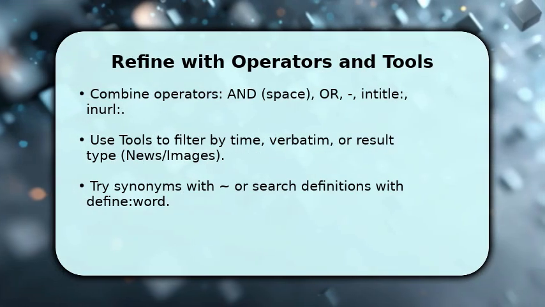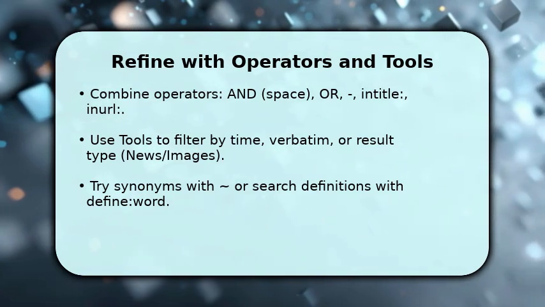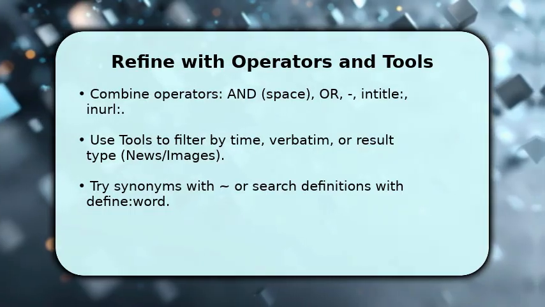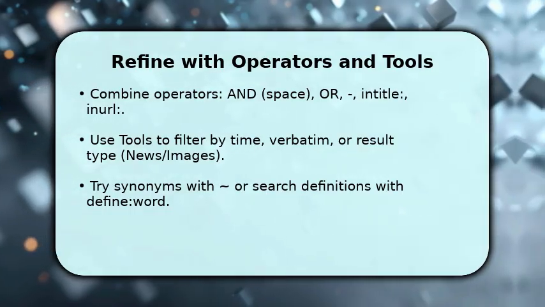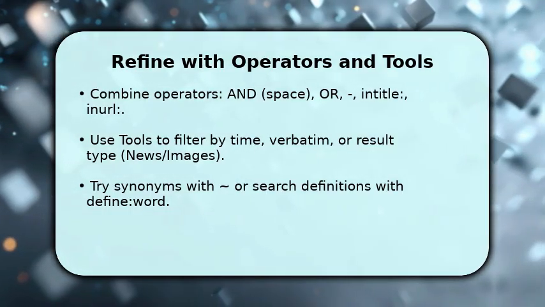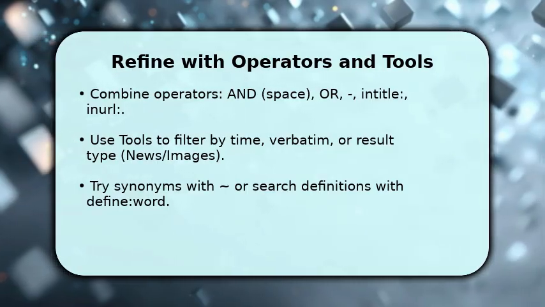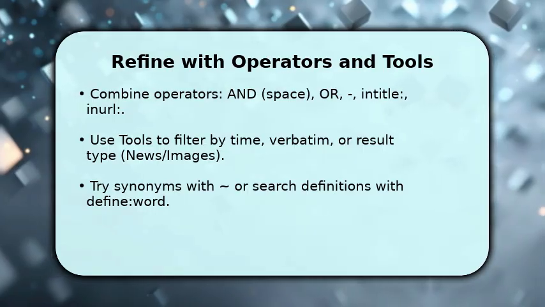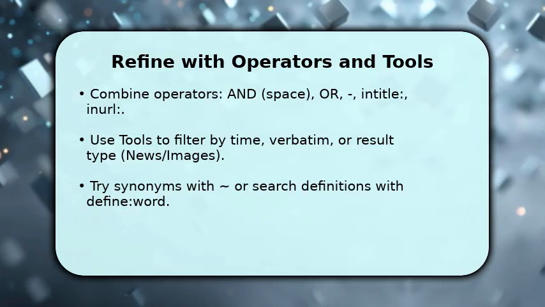You now refine results using operators and built-in tools. Use or and the minus sign to expand or exclude topics, and in title or in URL to force important words into headings or links. Once you apply those, open tools to restrict by time or switch to news and images for alternate perspectives.